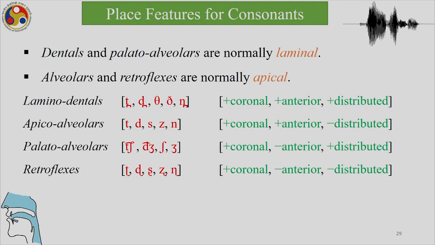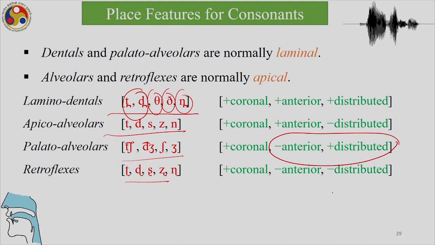Dentals and palatoalveolars are normally laminal. Alveolars and retroflexes are normally apical. So laminodentals are the dental stops, fricatives, and the dental nasal, and then we have the apicoalveolars, then palatoalveolars, and then retroflexes. Palatoalveolars fall within the minus anterior, plus distributed category, and retroflexes fall within the minus anterior, minus distributed category. So the difference between palatoalveolar and retroflex is in the feature distributed: retroflex is minus distributed, palatoalveolars are plus distributed. Similarly, laminodentals are plus distributed, and apicoalveolars are minus distributed.